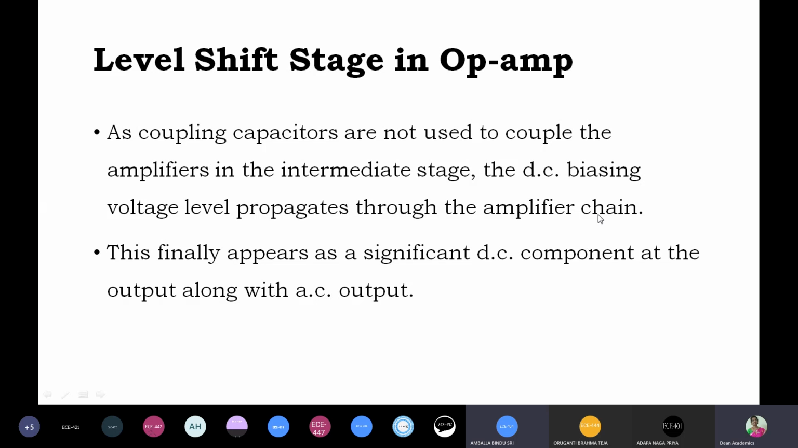Yes, ma'am, the visible slide is "Level shift stage in Op-amp." Very good.